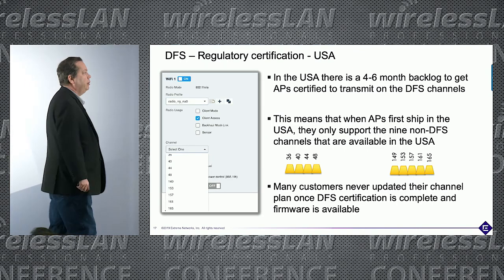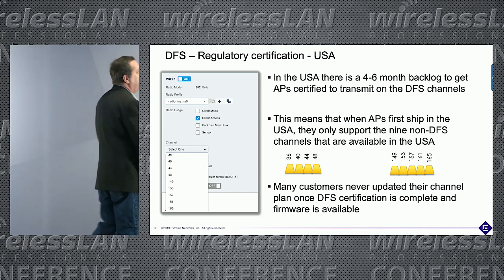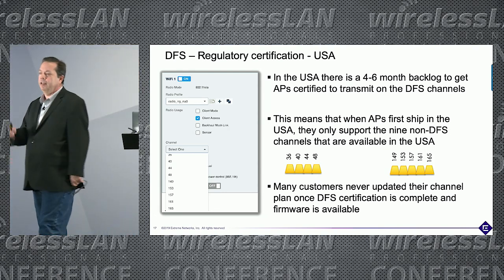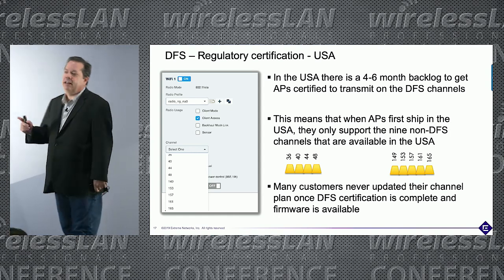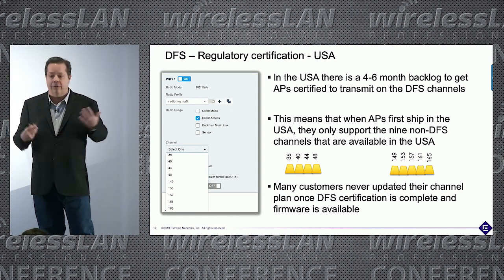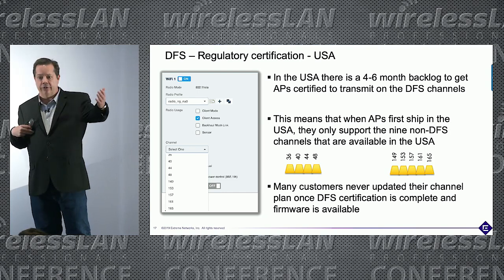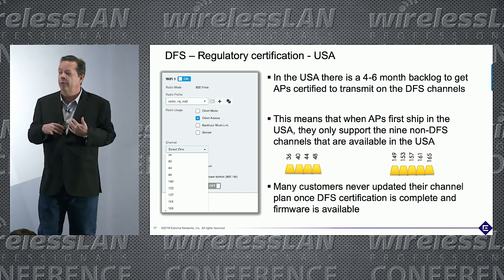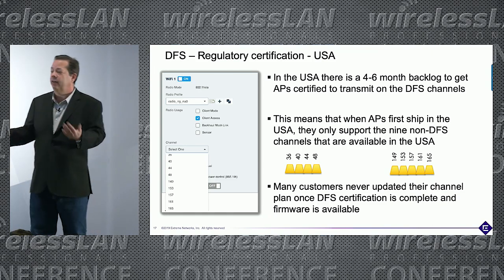Not so much in the United States. And this is actually a pretty big problem, because there's typically a 4 to 6 month backlog to get your APs certified to transmit on the DFS channels. I work for Extreme, and we have other vendors in the room. When we have a new model AP, we submit it to the FCC, and then we get it certified to transmit on the 2.4 and 5 gigahertz bands. But then we have to go through a whole other certification process for DFS, and I believe there are only like 1 or 2 labs that do this, and there's a 4 to 6 month backlog. So here's what happens.